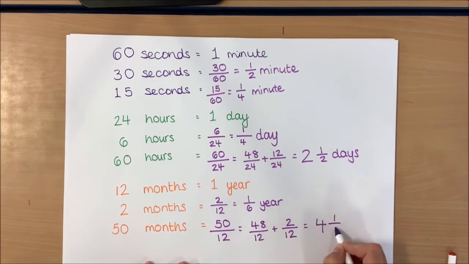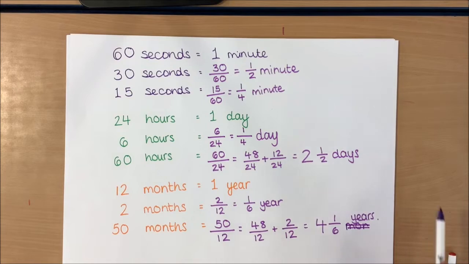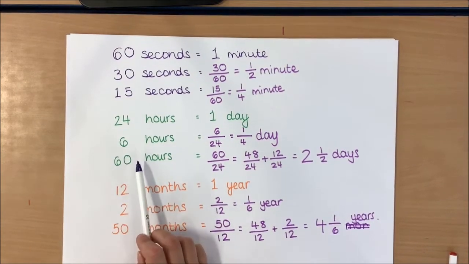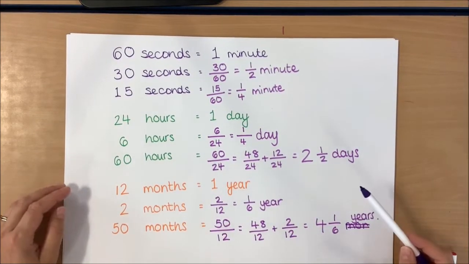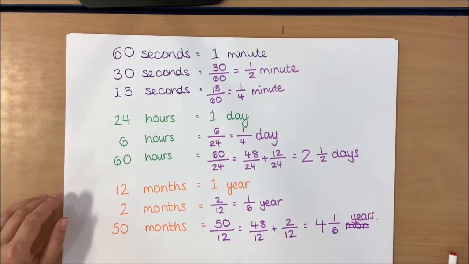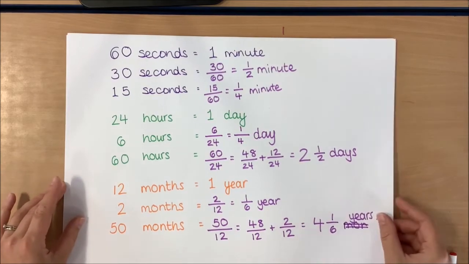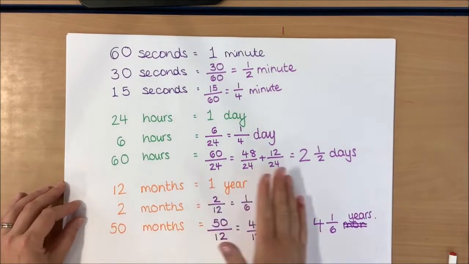That's 1/6. So 50 months is 4 and 1/6 years. Okay, if you're not sure about these ones that go over into a mixed number, don't worry, do go back and look at the mixed numbers work. Just do what you can, applying your knowledge, and you might do your working out slightly different to me, and that's fine as well. So that's doing it that way.